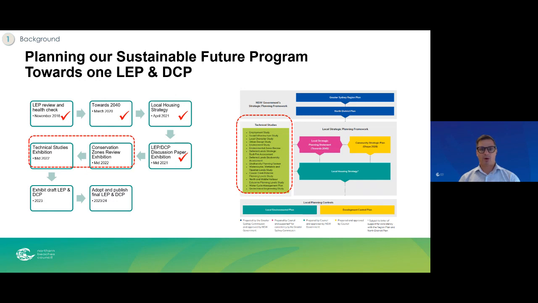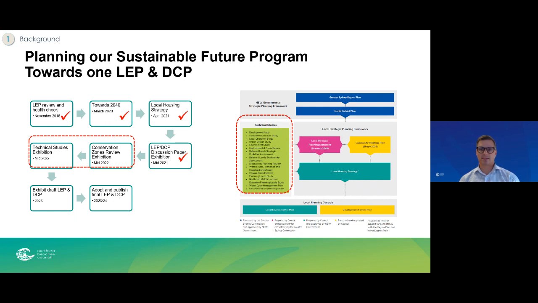In relation to our program of work, we commenced back in 2018 with an LEP review and health check. We then prepared our local strategic planning statement called Towards 2040, which was adopted in March 2020. We then prepared a local housing strategy that was adopted in April 2021. We then had a discussion paper for our local environmental plan and development control plan that was put on exhibition in the middle of last year. And all of that work has fed into the work that we have on exhibition now for our conservation zones.